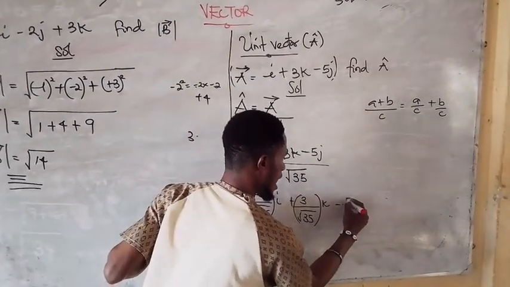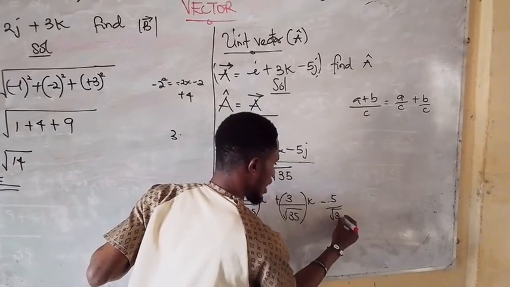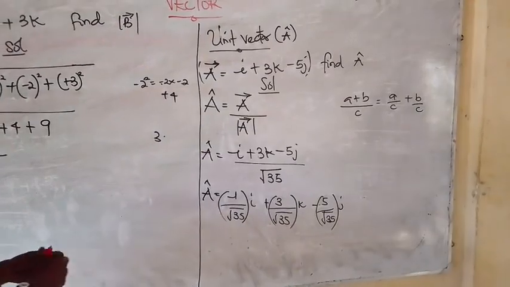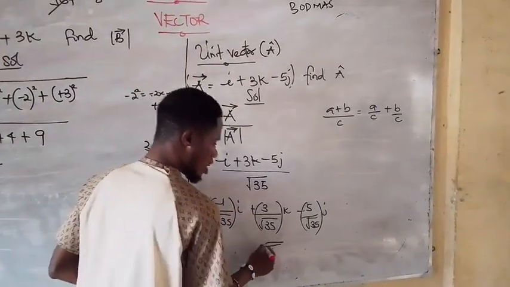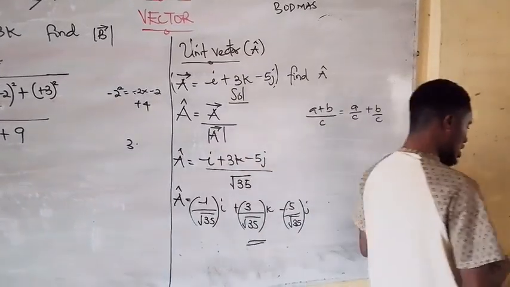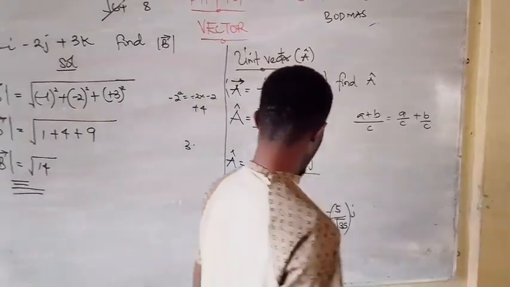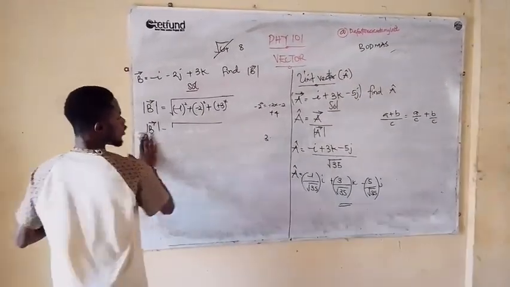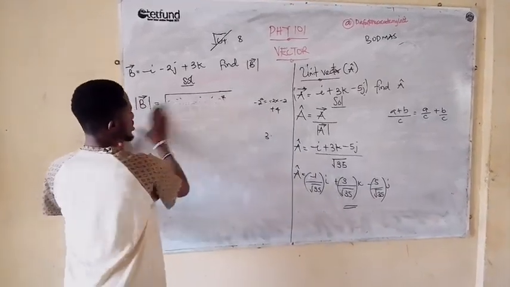Minus 5 all over root 35. This becomes our answer. But previously I said that your answer should be 1. So why are we not seeing 1 here? It's wrong. Now we'll prove that this is 1 by doing something.